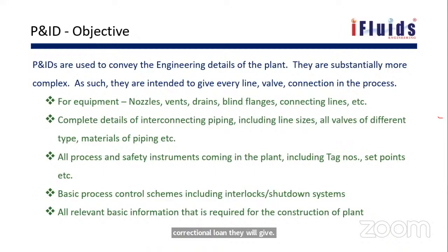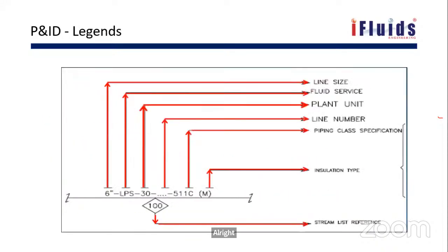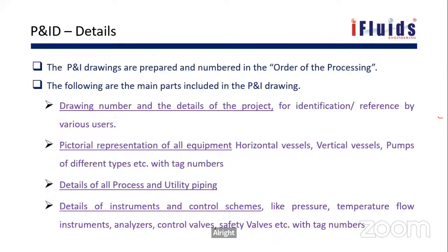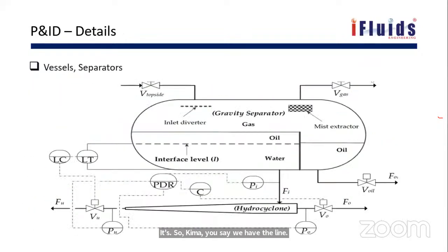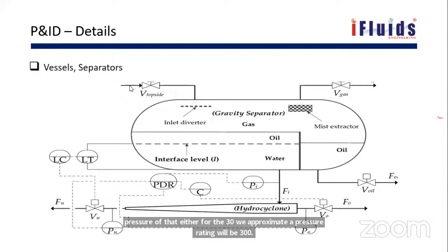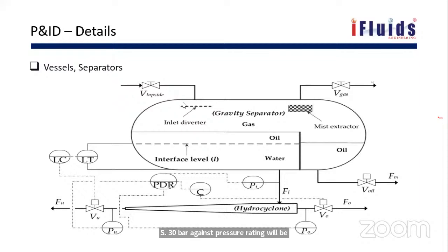Next question. Could you elaborate on spec break in piping, especially equipment nozzle? Yes, ma'am. Say we have a line rating of 300. The inlet line coming here will have an operating pressure of 30. For 30 bar gauge at ambient temperature, the pressure rating will be approximately 300. The vendor will give the complete vessel design pressure. Say the design pressure is 45. For that, they can go with the 300 rating.